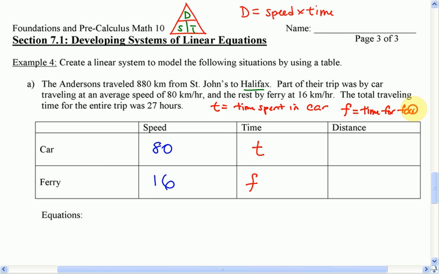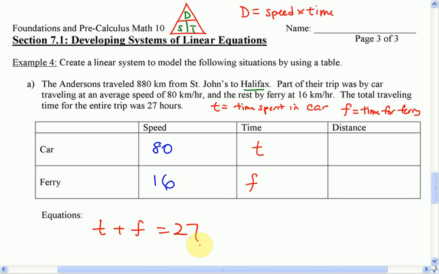By the way, if this was the case, why don't you just call the time for the car C? Wouldn't that have been better? What I'm telling you here is it doesn't matter what the variables are. Just choose something that you like and label it. Okay, T and F. Didn't you just tell me that the total time was how much? Can you come up with the equation right now with T and F? T plus F equals 27. Right on. Good.